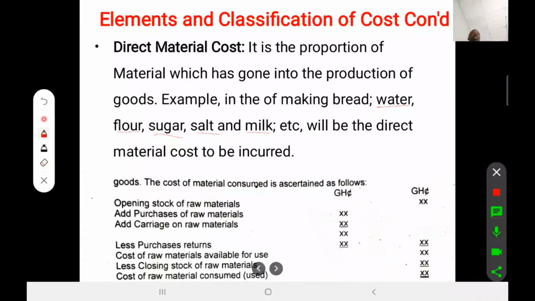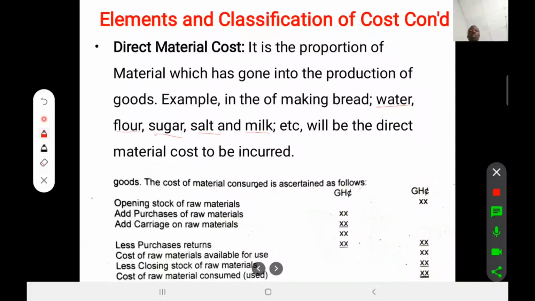So that becomes the direct material cost. Direct material costs are costs that go into the production. So let's take note of that. In ascertaining the cost of material consumed, we have various ways that we go through. I think when we get to the format for the preparation of the manufacturing account, you get it much better. When it comes to the preparation of just the material cost that went into the production, we first of all start with the opening stock of raw material.